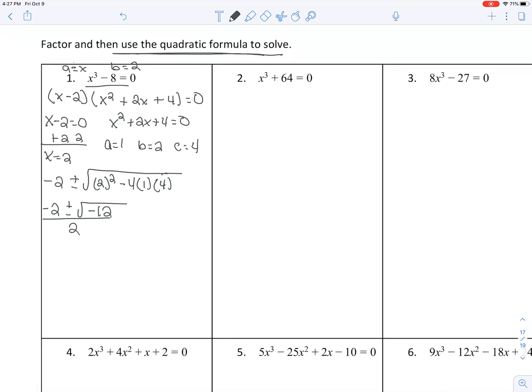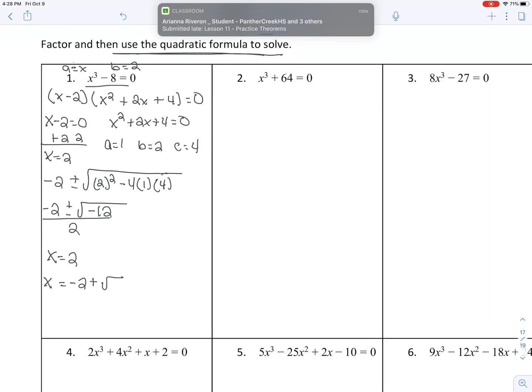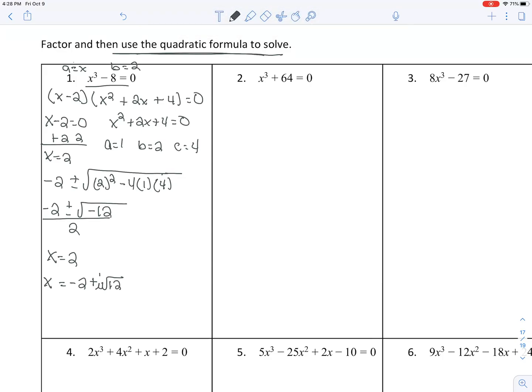Okay? So my solutions for this are going to be, one solution is x is equal to 2. That's one solution. And then my other two solutions would be x is equal to negative 2 plus the square root, let's change that to i, of 12 all over 2. And x is equal to negative 2 minus i square root of 12 over 2. Okay? So let's try another one.